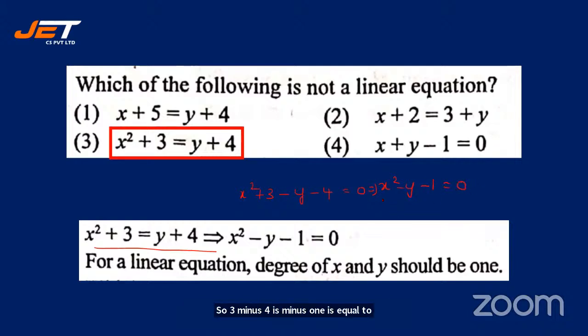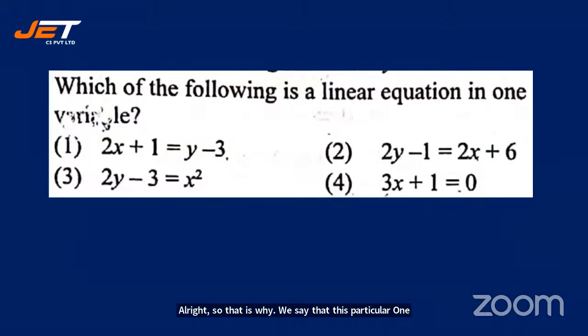So here the degree of x and y should be 1. That is why we say that this particular one is not a linear equation. All right. I'm sure you would have understood this. Let's move on to the next question.